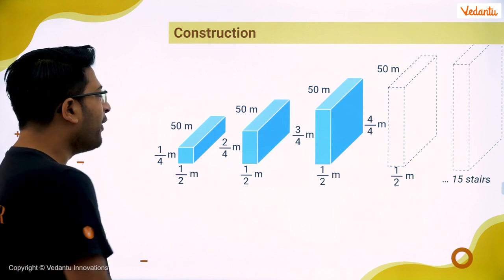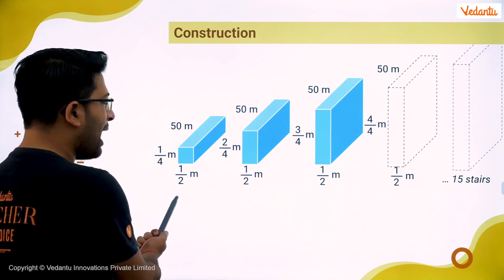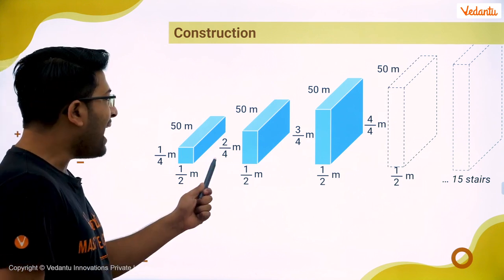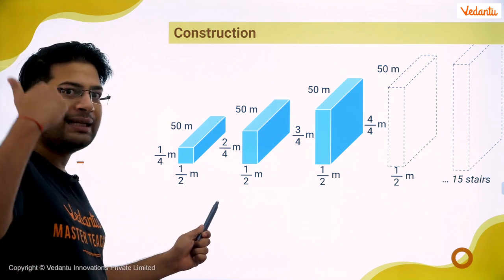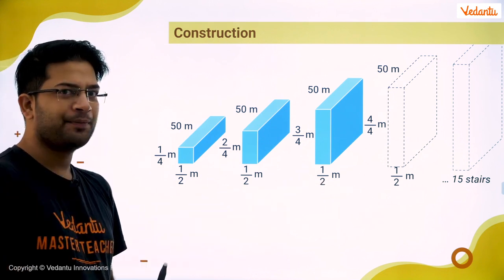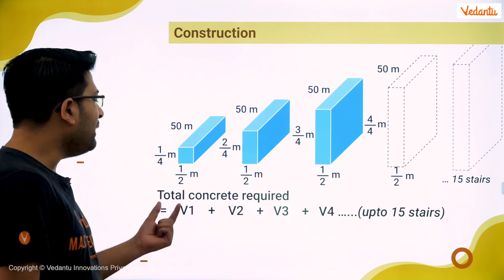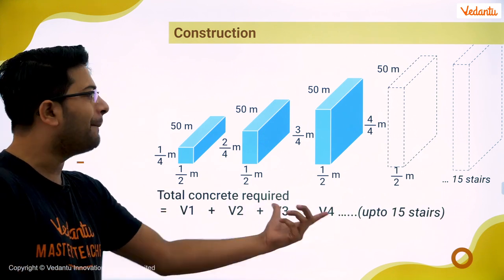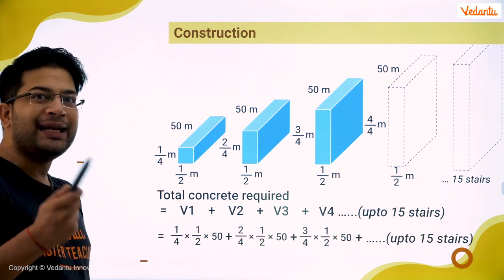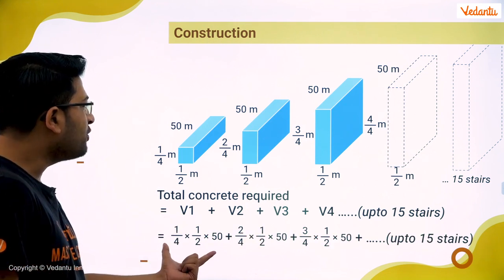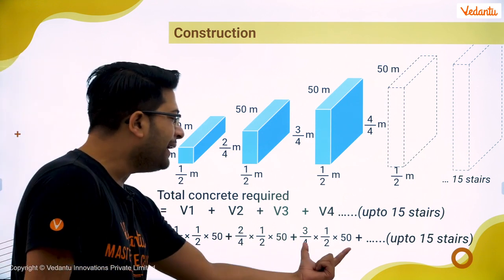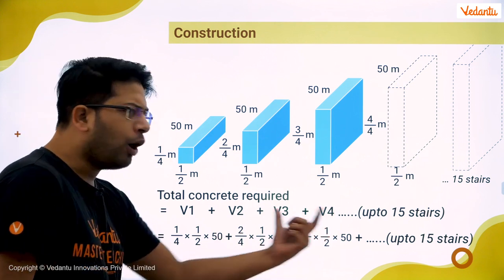So, champ, we can see the first stair has a tread of half, length 50 and height 1 by 4. Then the height is getting increased by a factor of 1 by 4, 1 by 4, 1 by 4. Everything else is the same. So we can write the volume as V1, V2, V3, V4 up to the last stair. Now, champ, what is the volume? L into B into H for the first stair, L into B into H for the second stair, L into B into H for the third stair, like for all the stairs.